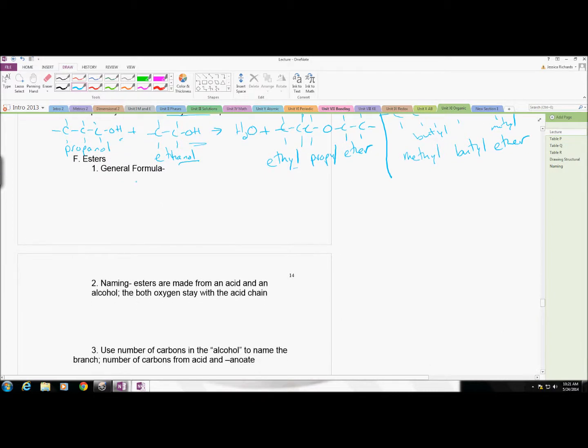Esters have the general formula COOC, and the structure is going to have a double bonded oxygen and then an oxygen and another carbon chain. It's super important that these are both carbon chains on either side of your oxygens. They're made from an acid and an alcohol. So when you look at the ester, this first half came from an acid, the second half came from an alcohol.